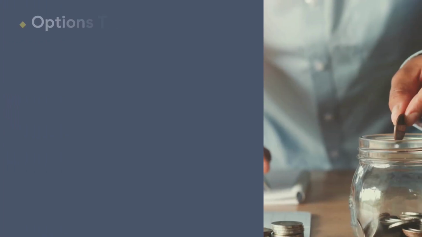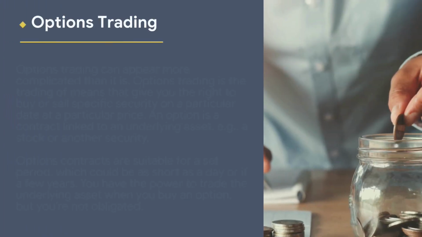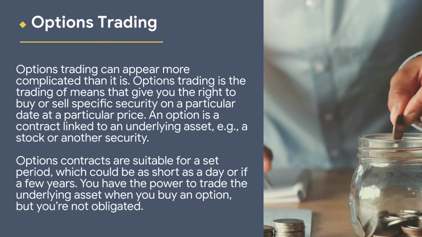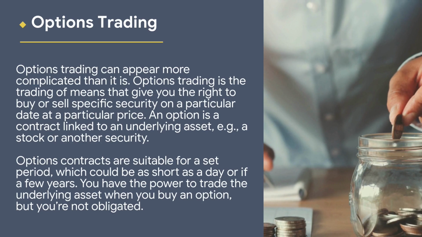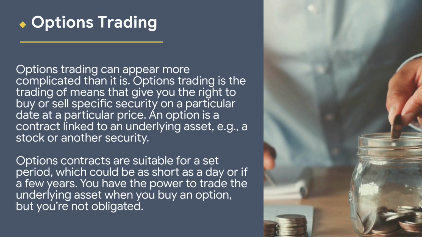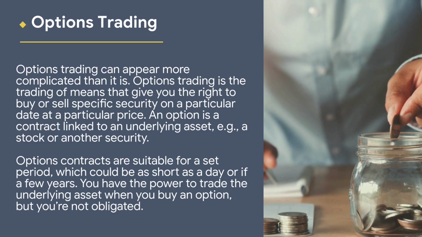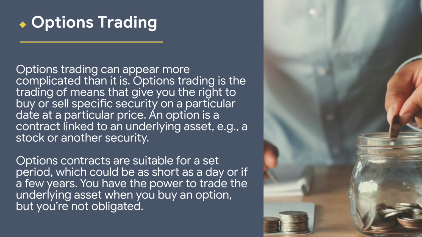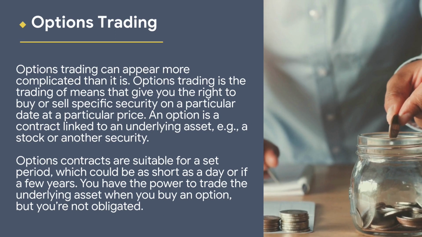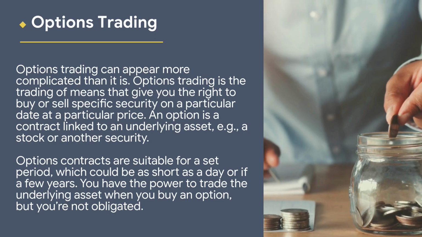Options trading. Options trading can appear more complicated than it is. Options trading is the trading of contracts that give you the right to buy or sell a specific security on a particular date at a particular price. An option is a contract linked to an underlying asset, for example, a stock or another security. Options contracts are valid for a set period, which could be as short as a day or a few years.